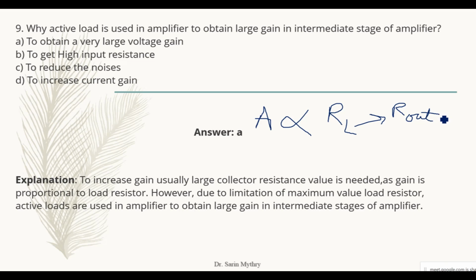However, due to the limitation of the maximum value of load resistor, active loads are used in amplifiers to obtain larger gain in the intermediate stage of an amplifier. So in order to get a higher value of gain, we will be using a load resistor which is very high, and that load resistor is used here as an active load. It can be any passive element, because your outputs are obtained across the passive elements, with a higher value. In order to obtain very high voltage gain, we are using the active loads. So answer A is the correct one.